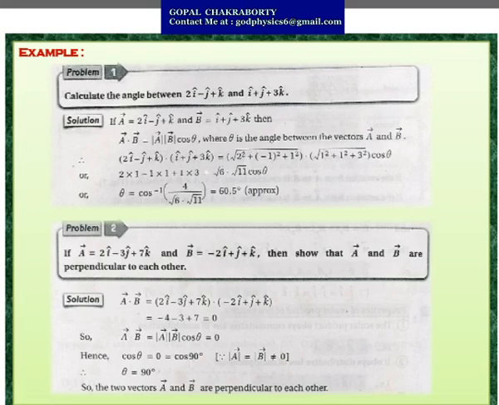Second one, if the vector A is 2 i cap minus 3 j cap plus 7 k cap and vector B is minus 2 i cap plus j cap plus k cap, then show A and B are perpendicular to each other. So how will I show that these two vectors are perpendicular to each other? The procedure is, you have to show that the angle between these two vectors is 90 degrees. So how will I show? If the dot product value is 0, that means, since the magnitude of vector A is not 0, that is given here.